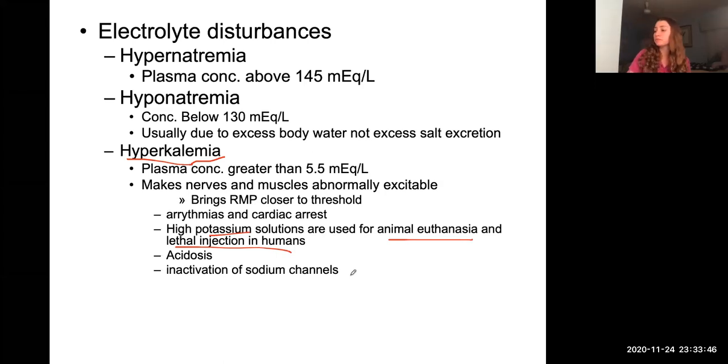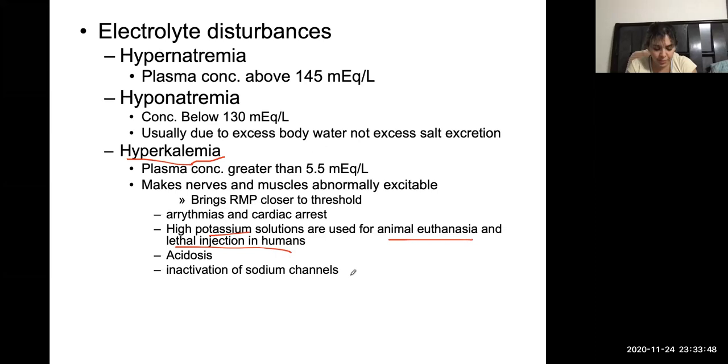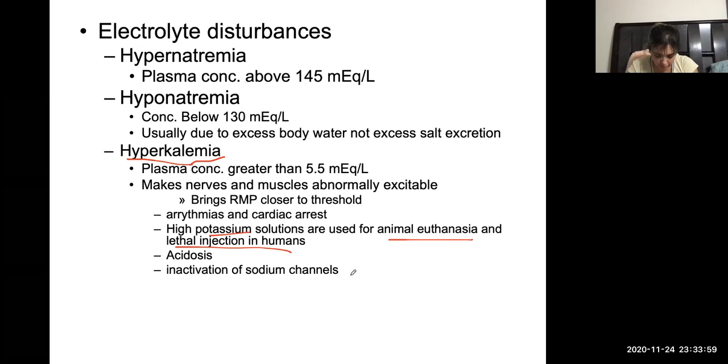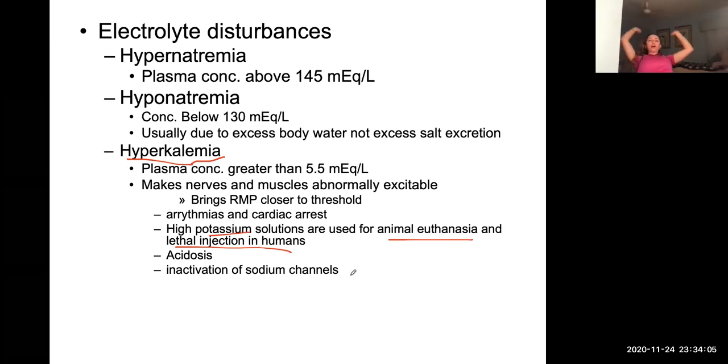Okay? So hypernatremia is an excess of sodium, so sodium levels are high. And then hyponatremia is when sodium levels are low.